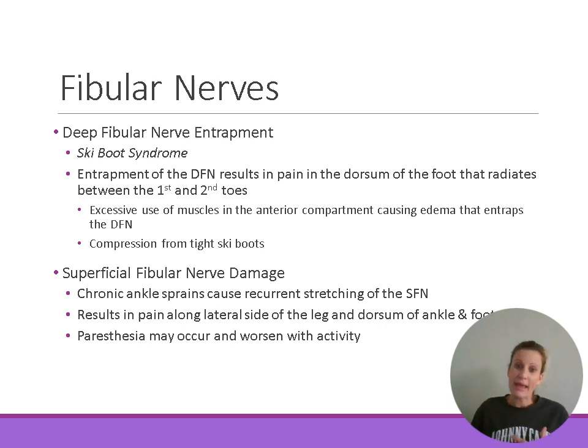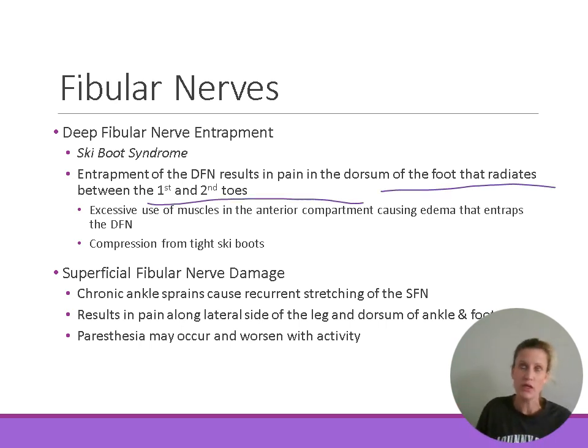This entrapment causes pain in the dorsum of the foot that radiates between the first and second toes. So pain along the top of the foot that radiates between the big toe and your pointer toe. Excessive use of the muscles in the anterior compartment can also cause edema that entraps the deep fibular nerve. So like we were just talking about, constant marathon running, for example, causing shin splints. We said that it causes little micro tears and edema. If there's enough edema in that anterior compartment, that can also entrap the deep fibular nerve.